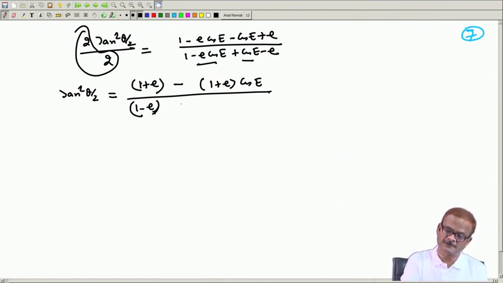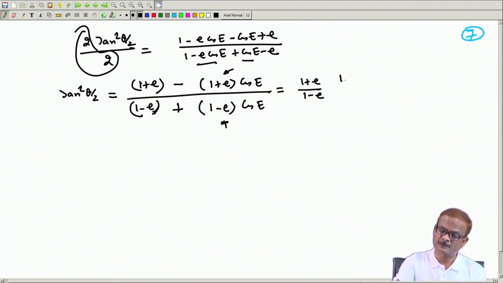So, 1 minus e cos E we are taking; if we write it with a plus sign, the 1 can be here in this place and then we will get this minus e cos E. If we write a minus sign here, this will change, but we want to put it in the same format. So, as it appears from here, this becomes 1 plus e divided by 1 minus e, times 1 minus cos E divided by 1 plus cos E.